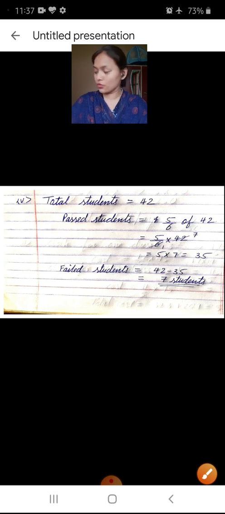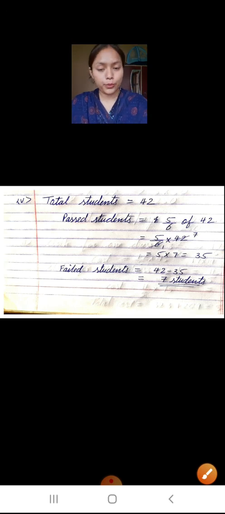So this was all about the problem solving assignment on page number 25 of your maths workbook. Hope you all understood these questions well. Please try these again. Sai Ram.